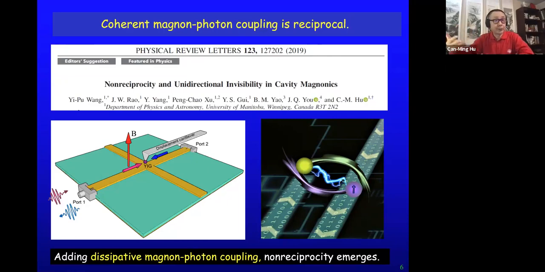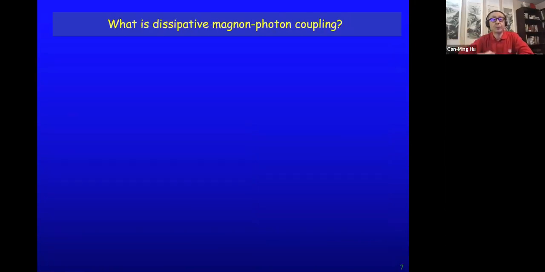For example, one effect I'm going to introduce to you is that you can produce a kind of microwave diode. This means for this kind of device, you are able to send a microwave from one direction to the other, but the microwave coming from the opposite direction will be completely blocked due to this kind of coupling. I will explain to you how it works. But first, let me explain what dissipative magnon-photon coupling is.